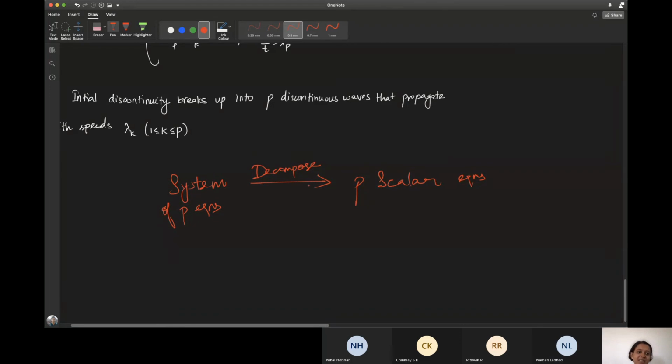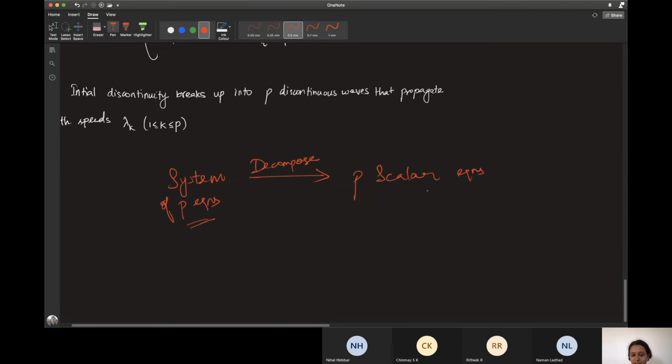Yes, ma'am. Okay. So you have a system of P equations. You decompose that system into P scalar equations. You solve each of these P equations separately. And then you try to get the solution for the full system from these separate equations.